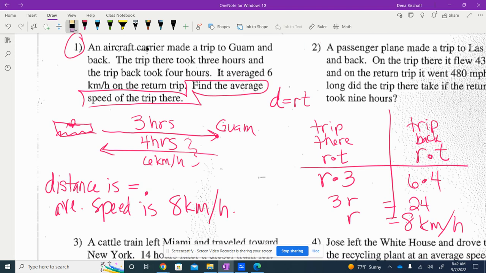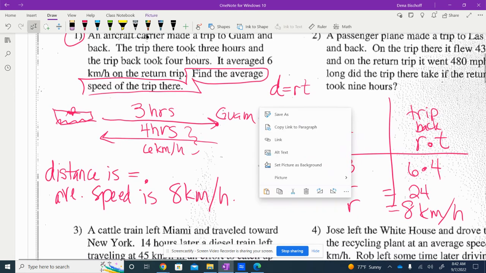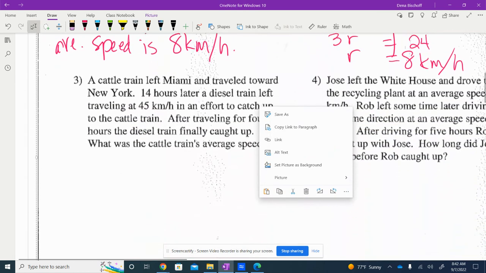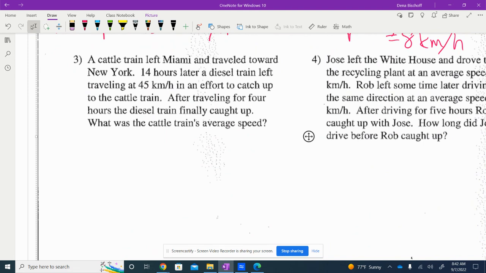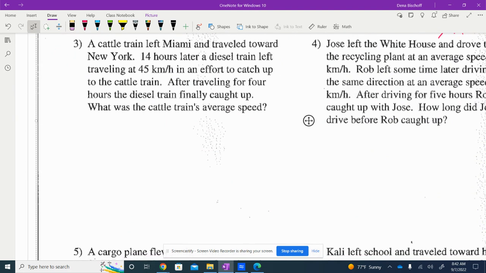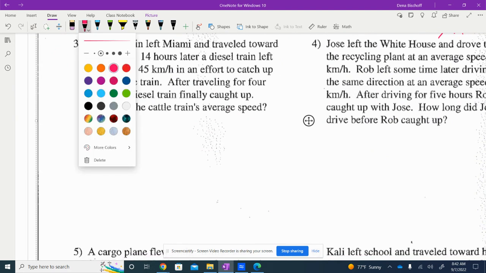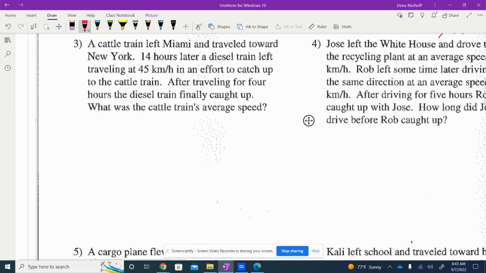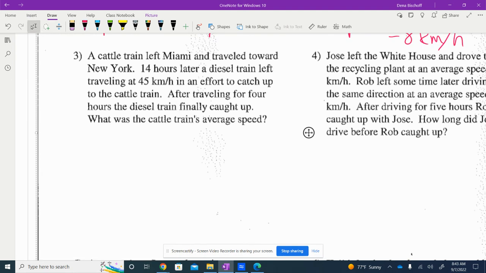I'm going to not do number 2 because I wrote all over that space. I'm just going to scroll down to number 3. So we're going to do one more practice. Again, these notes are embedded into your module because I'm going to assign a couple of these problems for tonight probably. Okay, so a cattle train left Miami and traveled towards New York. So I went from Miami to New York.